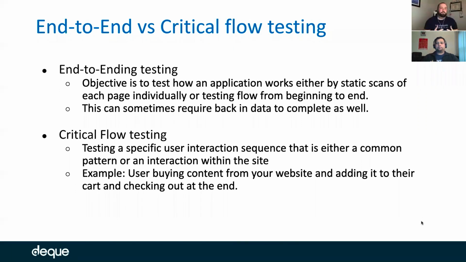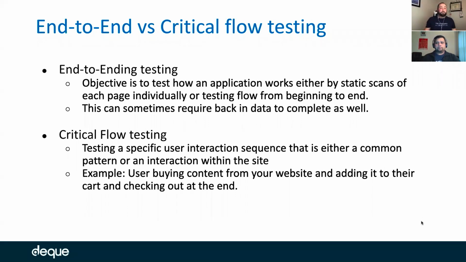But a lot of questions we get is, yeah, I do critical flow testing, right? But they're not really doing it. They're doing end-to-end testing. End-to-end testing, the objective is to test how an application works by static scans individually or testing a flow from beginning to end. Now, when I say flow, understand something. Flow means from beginning to end. That doesn't mean I'm going to do a flow here and there that says I'm going to test X, Y, Z. No, you're going to test from beginning of your site to the end, from the lowest page to the highest page. And that's the idea behind end-to-end testing.